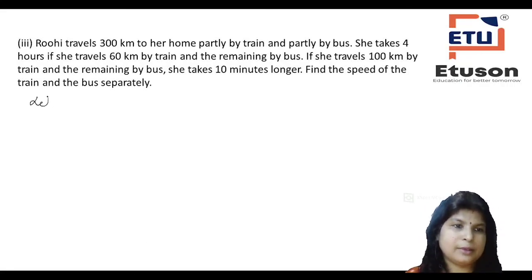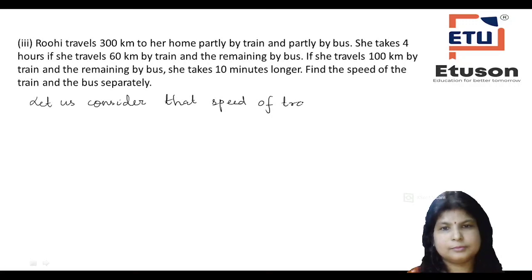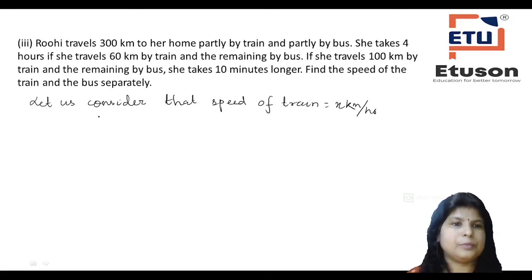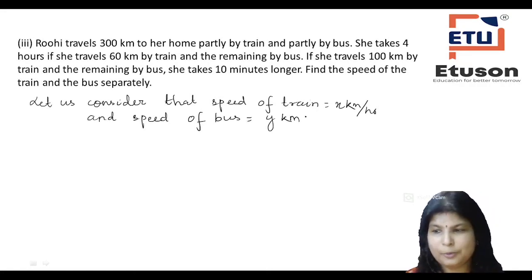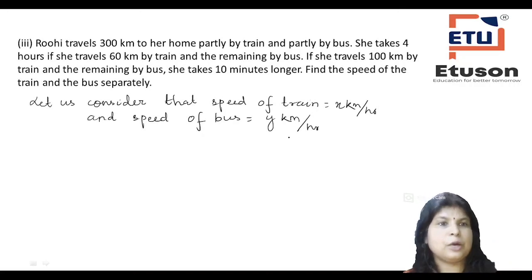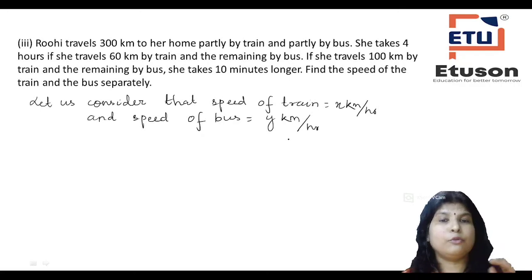So, let us consider that speed of train is equal to x kilometer per hour and speed of bus is equal to y kilometer per hour. So now according to the statement, let us form the equation.